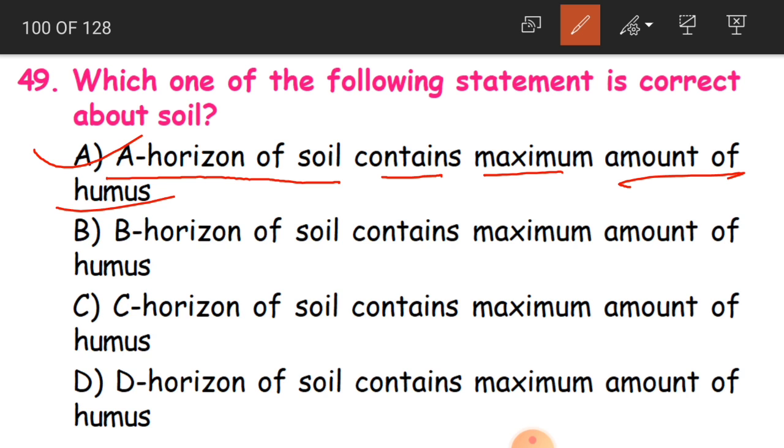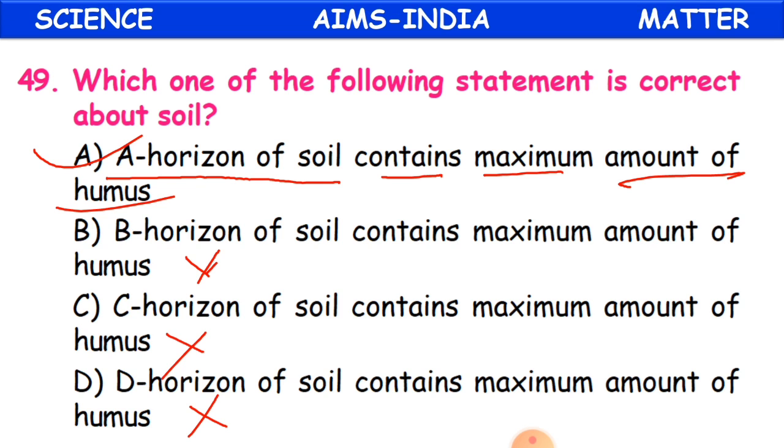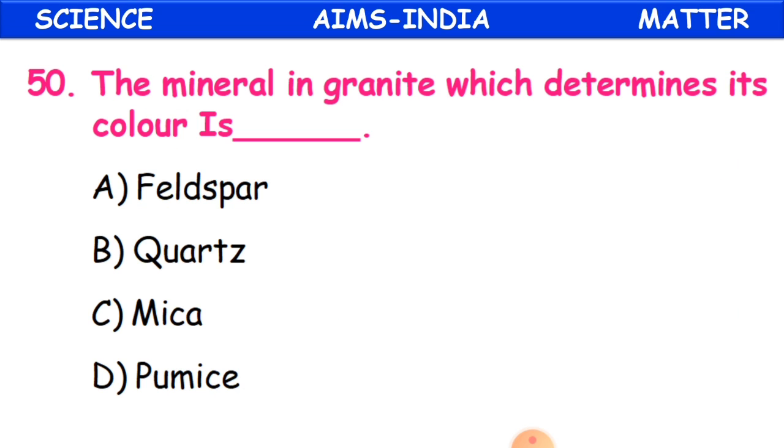And B horizon of soil contains maximum amount of humus. This is wrong. Again, C horizon of soil contains maximum amount of humus. No. So from all of these, A, that is the topsoil which we see, where you can also see some dark color or green color humus material, that is nothing but humus. So this is going to contain the maximum amount of humus.